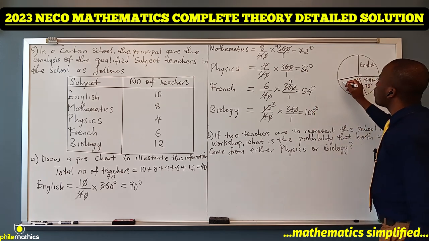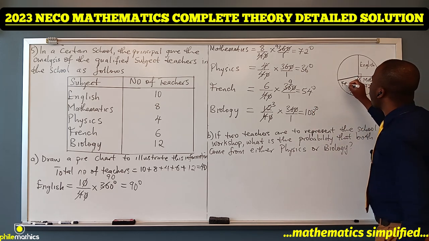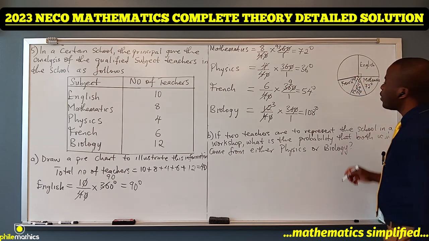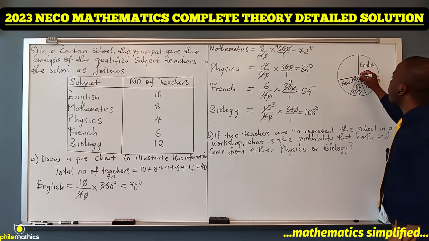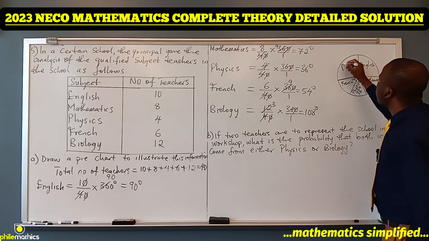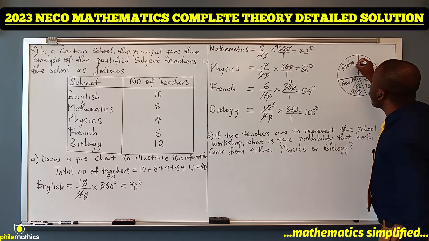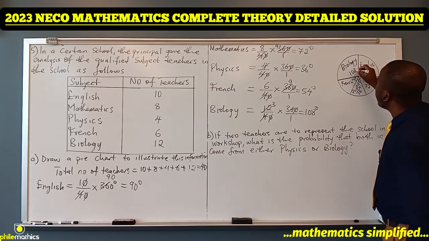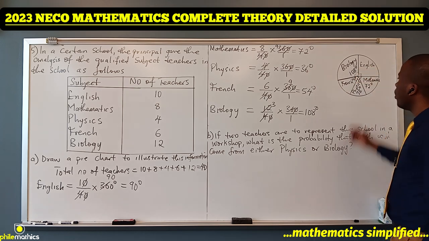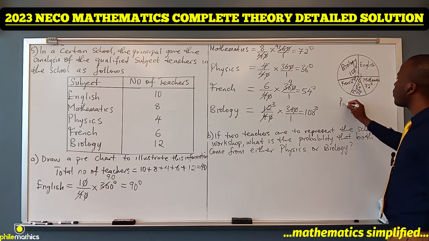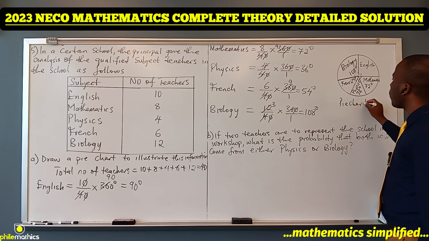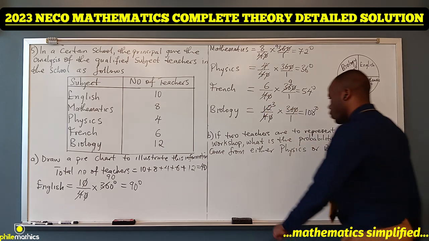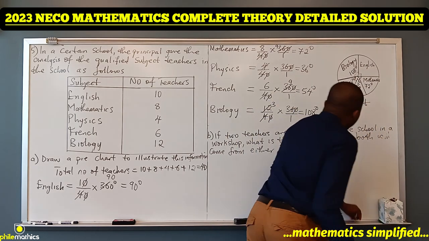So, this is French, 54 degrees. And the last is biology, which is 108 degrees. So this is the pie chart that represents the subject and the number of teachers.